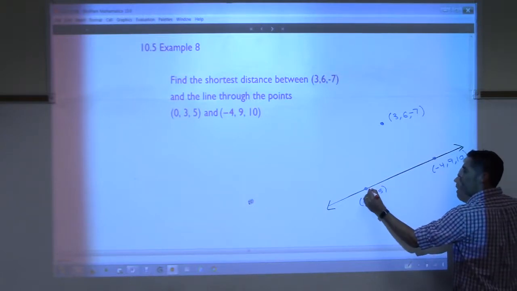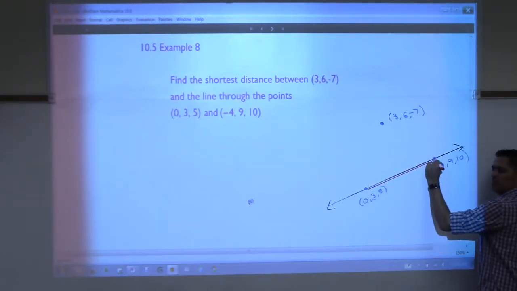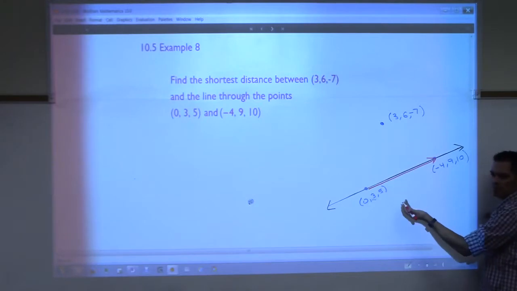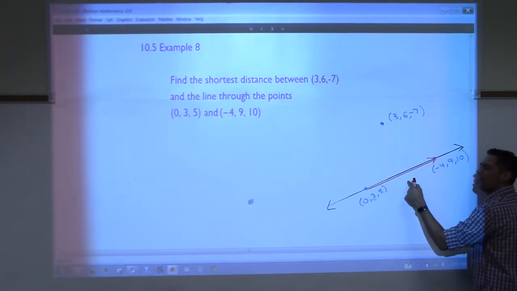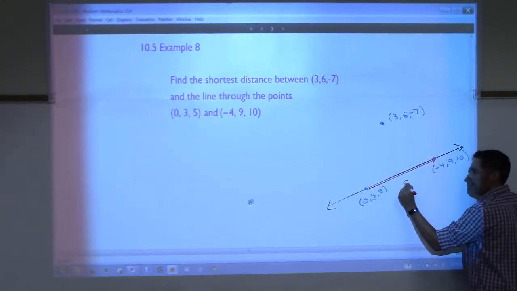On the line. So I'm going to be able to create that vector pretty easily, don't you think? I have 2 points. I can always create a vector between them. And this is which one? The A or the B? This is the A, okay?